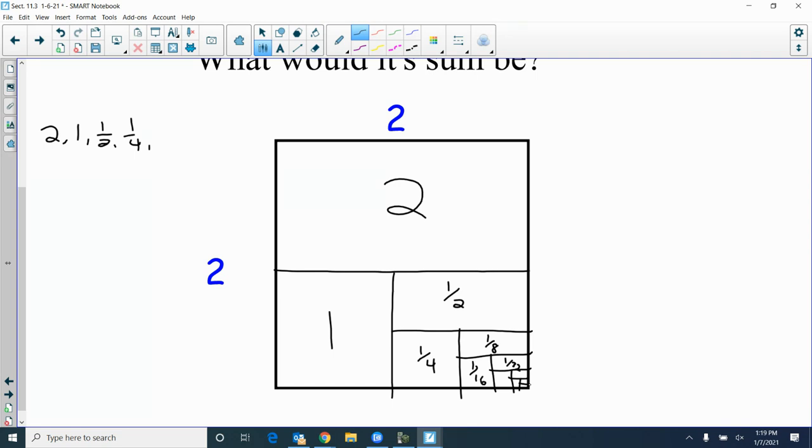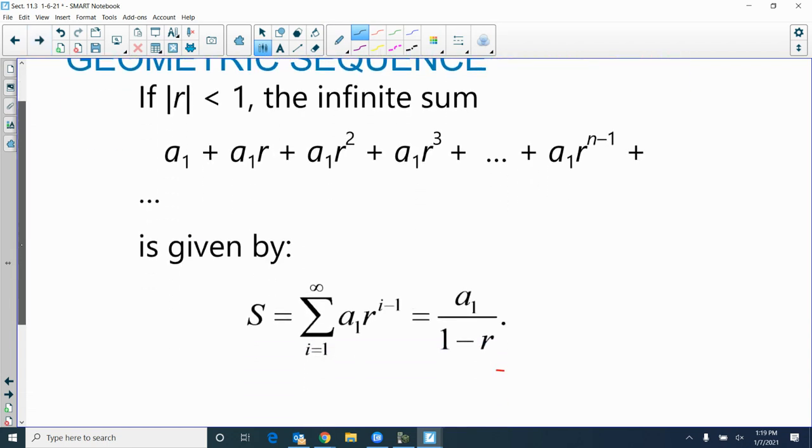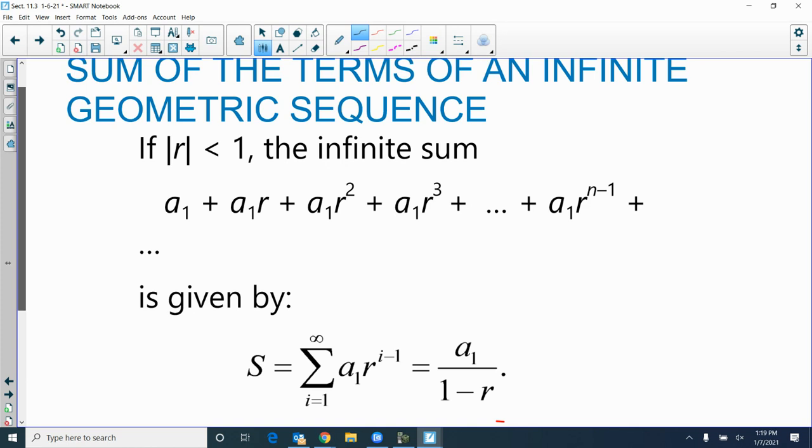Okay? And so this is now on your guided notes. If we have an infinite geometric sequence, the R value has to be less than 1, though. It cannot be bigger than 1. Because something like this right here, obviously, if we keep adding these up, they are going to go to infinity. But if we have a geometric sequence that is decreasing, which means you multiply it by something less than 1, it will have a finite sum.